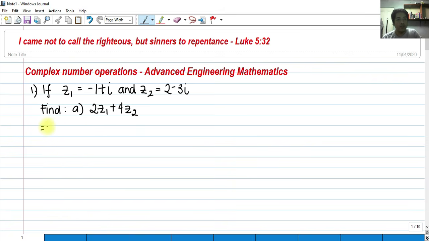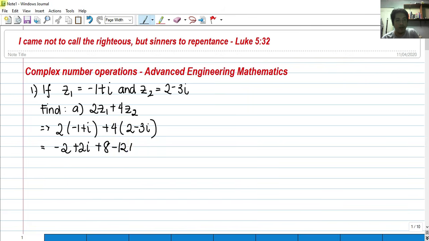We are going to apply the basic operations, such as the distributive and the associative properties in basic algebra. So 2 z sub 1 means twice z sub 1, which is -1 plus I. Then we have plus 4 times z sub 2, which is 2 minus 3I. So simply evaluate. 2 times -1 is -2. 2 times I, that's plus 2I. And then we have plus 4 times 2 is 8. 4 times -3I is -12I.